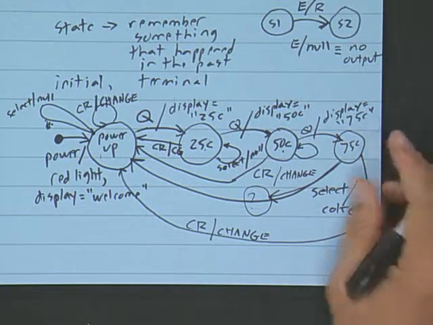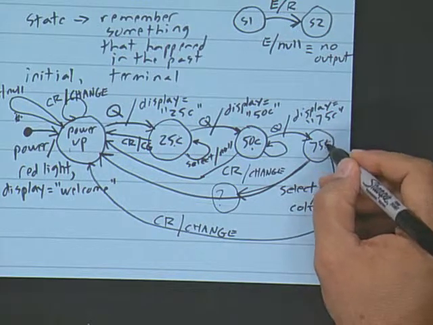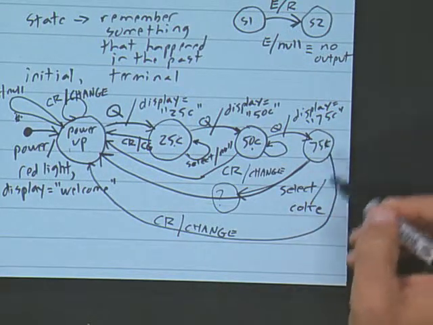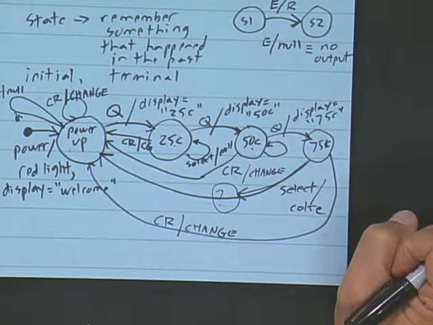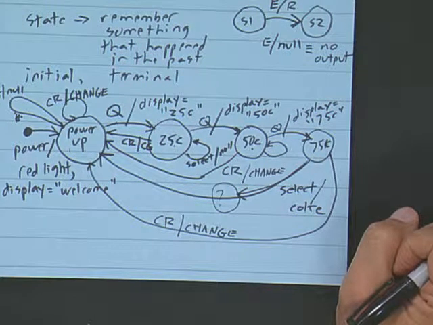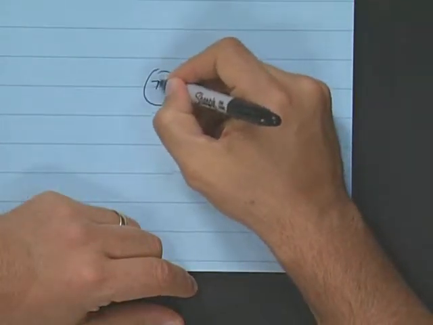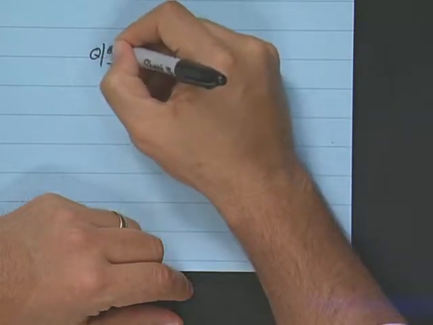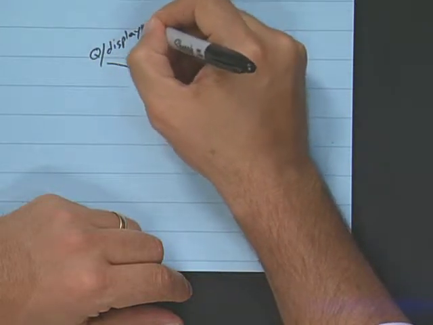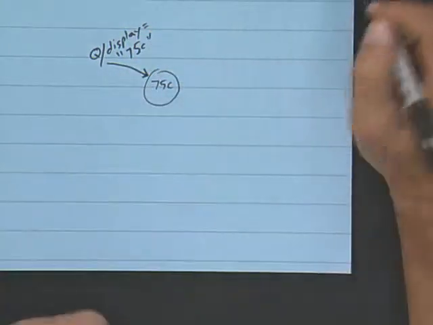There's another thing I'm missing. What if out here at 75 cents, how do you want to describe the behavior if somebody enters another quarter? How do you want to deal with that? Well, you could deal with it in a couple different ways. Let me show you a couple ways we can deal with it. So here's my 75 cent. Here's my stimulus coming in. It's a Q, and I'm going to display 75 cents. And now I'm in the 75 cent state.